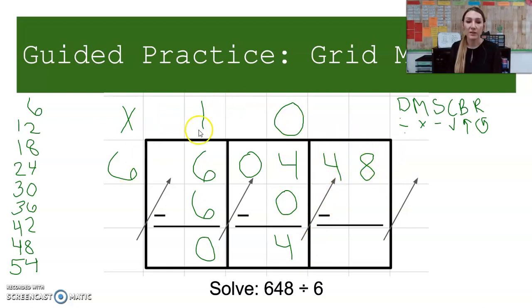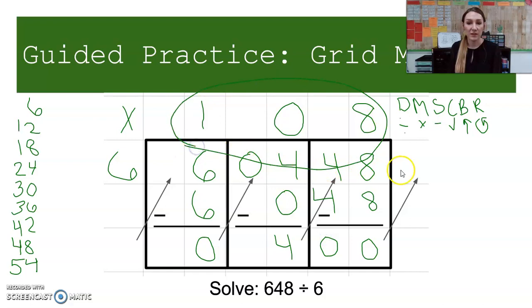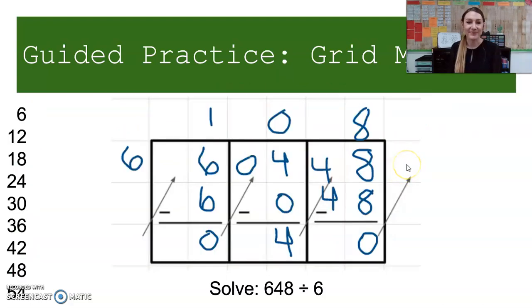I'm now dividing 6 into 48. So if I look at my multiples, 1, 2, 3, 4, 5, 6, 7, 8 times. So I'm going to put an 8 up top. 8 times 6 is 48. Then I'm going to subtract. 8 minus 8 is 0. 4 minus 4 is 0, giving me a quotient of 108. Let's check. Awesome.